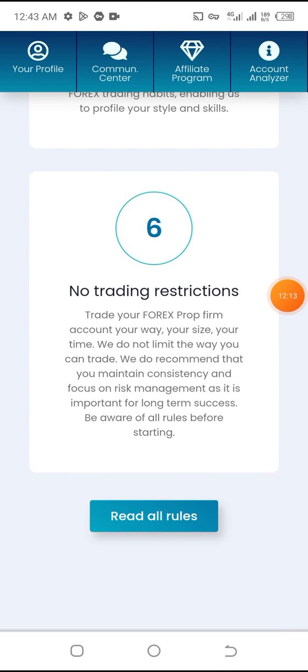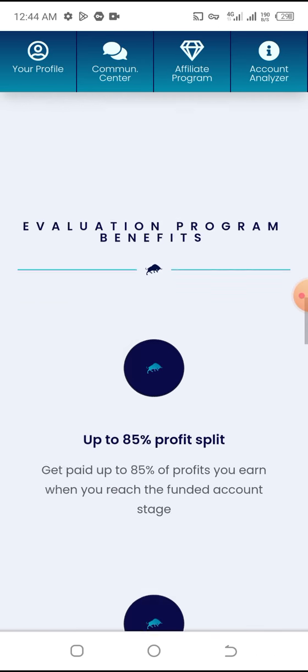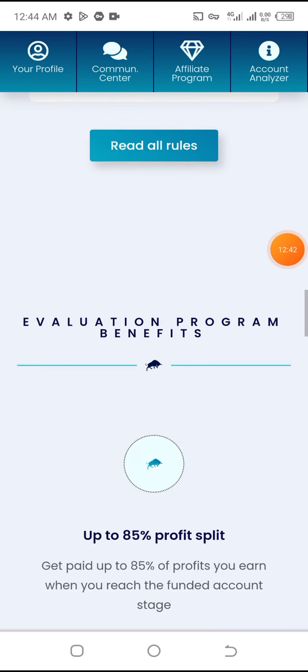No trading restrictions. Now, what do they mean by no trading restrictions? When you buy a My Forex Fund account, you can trade any lot size you want. You can trade news, okay? You can trade the way you want, but remember one thing. Daily drawdown and overall drawdown is against you. So it will force you to trade well. Yes. Now, I hope you've understood that. Okay? Now let's go. Maybe someone will ask me about payments.